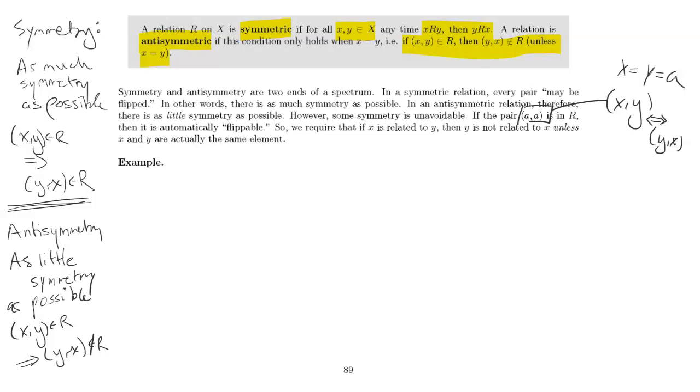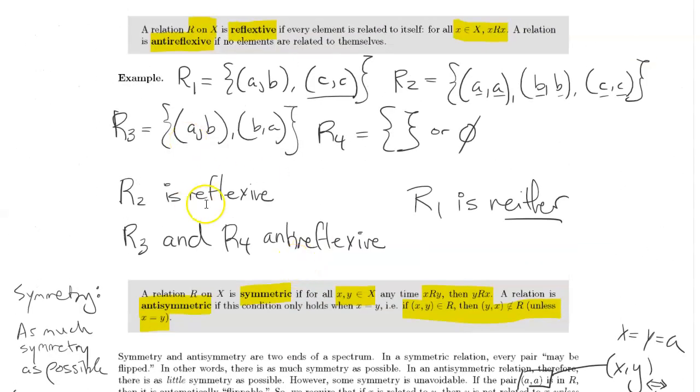So of the four relations that we just wrote down, R3 is symmetric. Let's scroll back up and take a look as to why. R3 has the pairs AB and BA. So we're able to, quote unquote, flip that pair AB to get the pair BA. It's more correct, I think, instead of saying flip, to call it the inverse pair. So for every pair, its inverse is present in the relation.